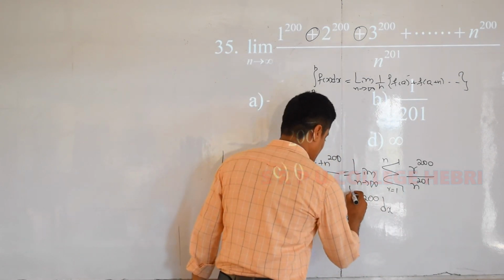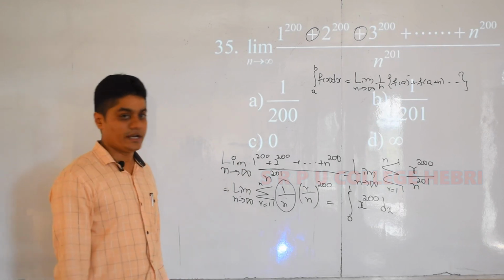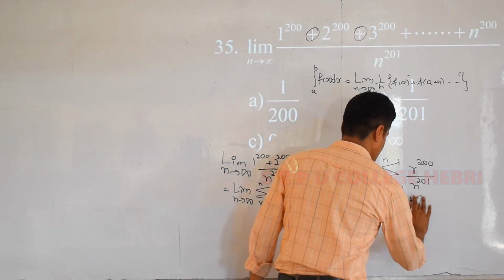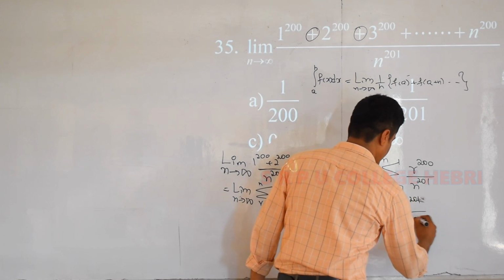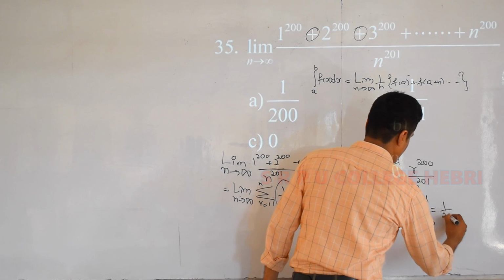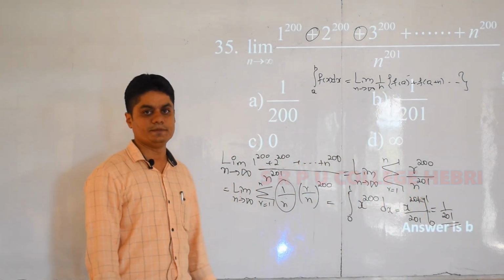So nothing but this represents the area under the curve x to the power 200 between 0 and 1. And you know how to integrate this, x to the power 201 divided by 201, with limits 0 to 1. So answer is 1 by 201. So answer is option B.